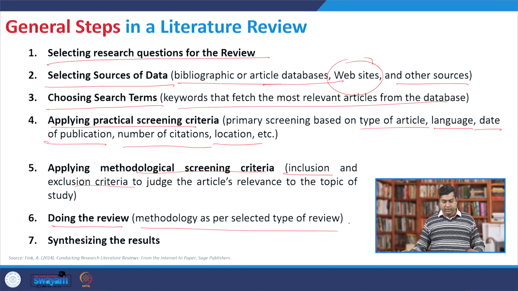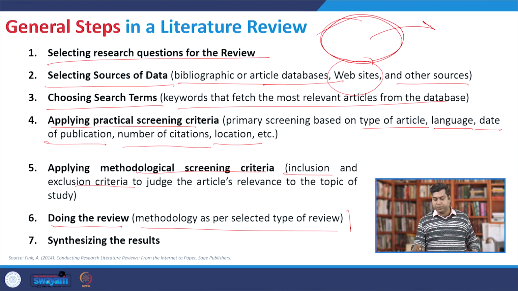This is basically the methodology as per the selected type of review, whether you go for bibliometric analysis, meta analysis, or some other traditional way of reporting. So, with a larger set of information, you have to pick the best suited information that is required. Then you go for a detailed review of those, rather than reviewing everything.